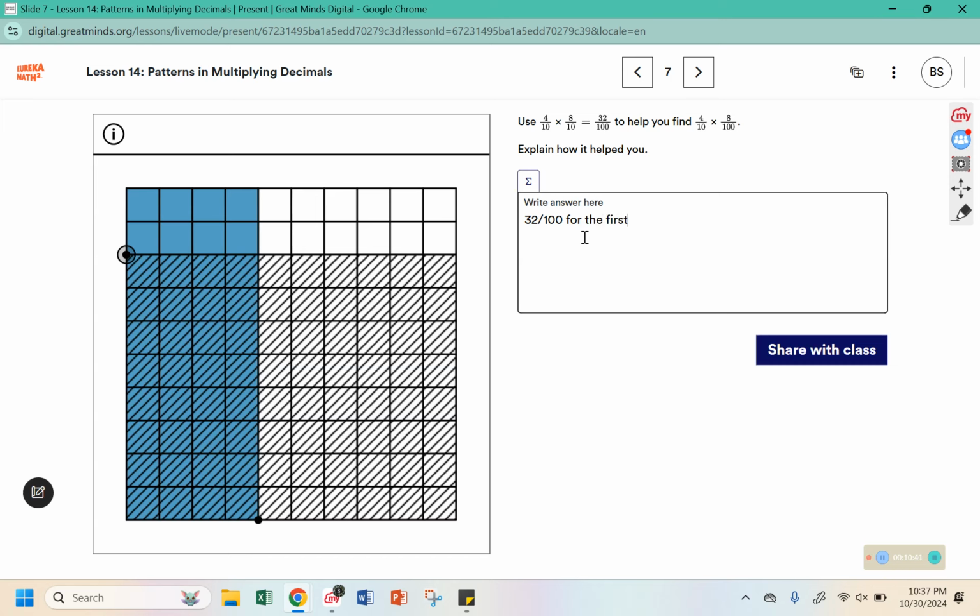for the first multiplication sentence. But if I had 4/10 times 8 hundredths, well, 4 times 8 is 32, and 10 times 100 would be 1,000. 32 hundredths is written as 0.32, but 32 thousandths we need 3 decimal places, so that is 0.032. And explain how it helped you.